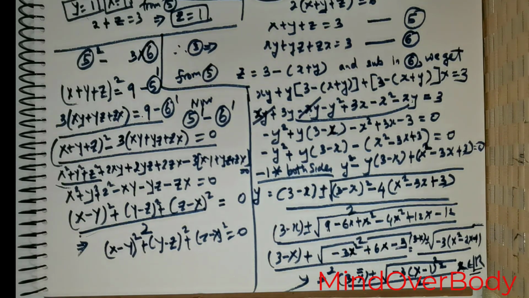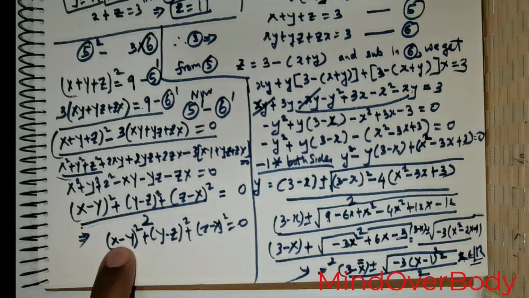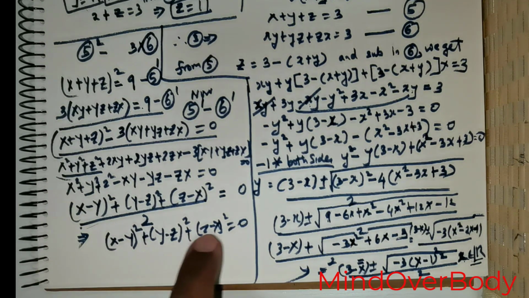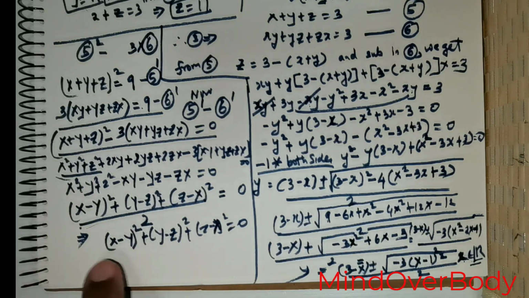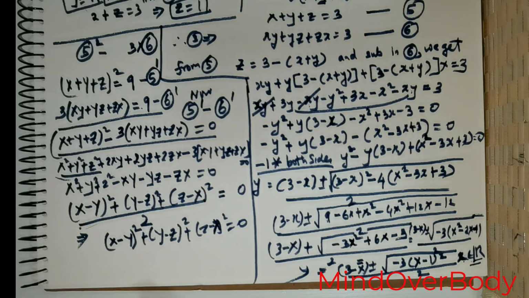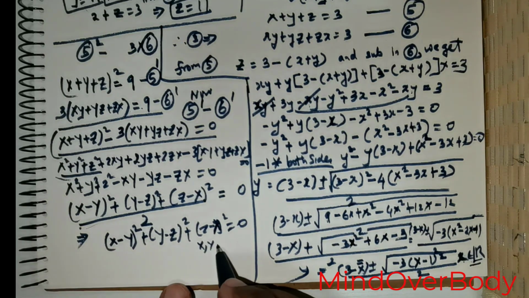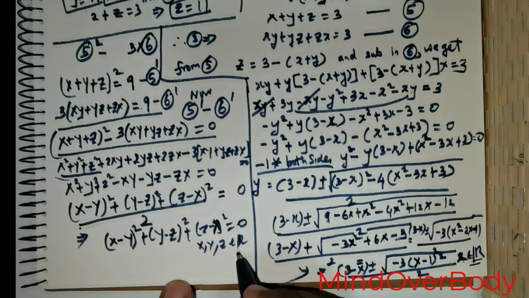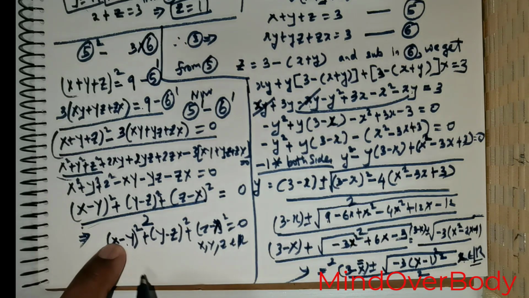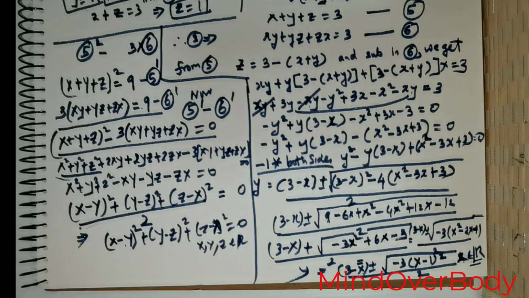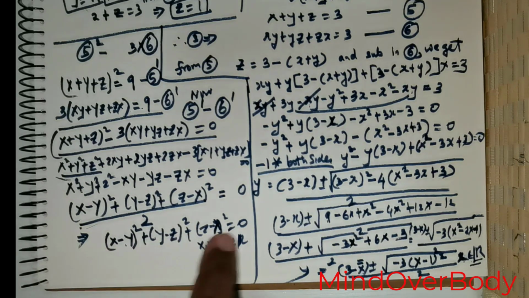Now here comes the argument. You see that x − y is a square, y − z is a square, z − x is a square. In other words, I'm just taking the square of these 3 terms. Now we know that x, y, z are all present in the domain of real numbers. When can the sum of these squares be equal to 0? The only possibility is when this is equal to 0, this is equal to 0, and this is equal to 0. That is the only time the sum of these squares will be equal to 0.